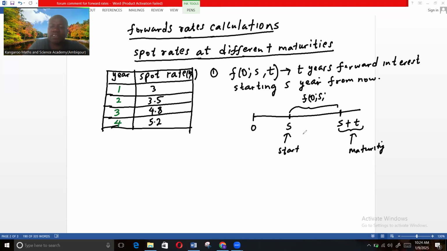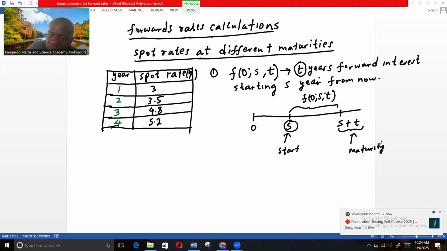Remember, here we said this is a t-s forward interest rate that starts s years from now. So the total duration, the maturity, is actually s plus t, whereby if we take s plus t and subtract the s, it gives us t. So t is the duration over which we need to look at this forward rate.